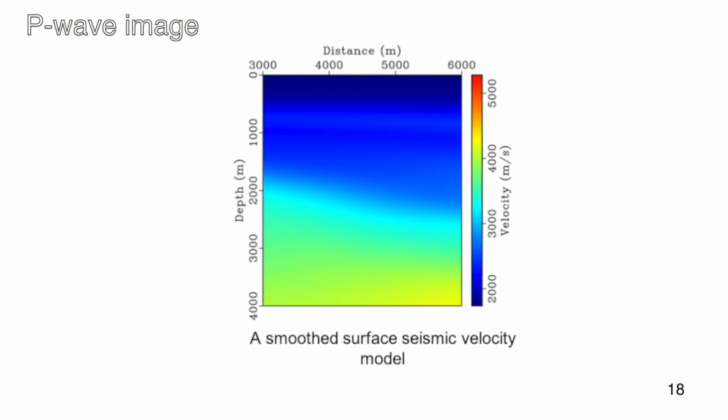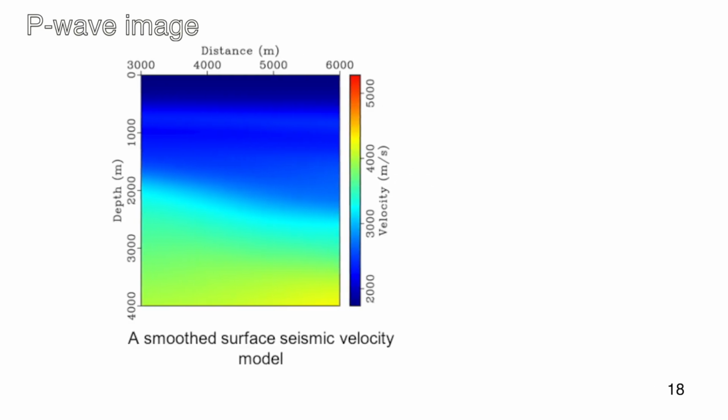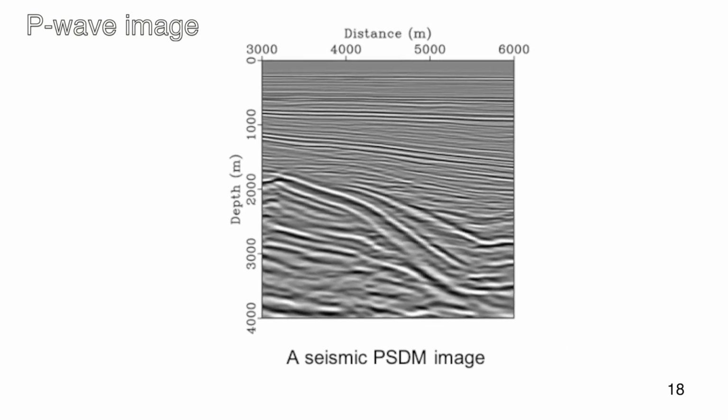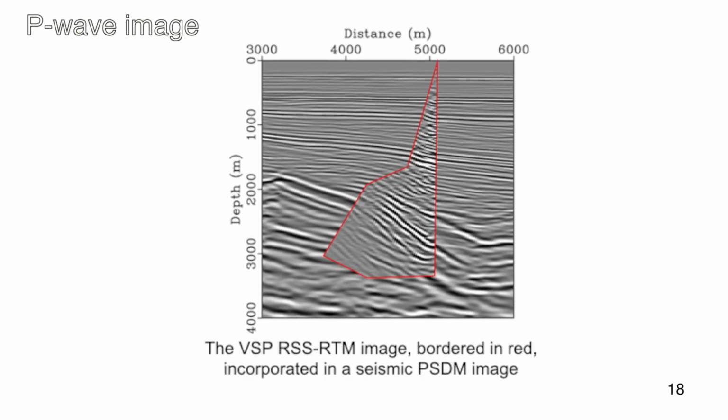We used a smoothed velocity model used in the surface seismic for fair comparison. The VSP image was bordered in red and incorporated in the surface seismic image. It is obvious that the VSP image provides a higher resolution and a pronounced amount of details in its illumination range.